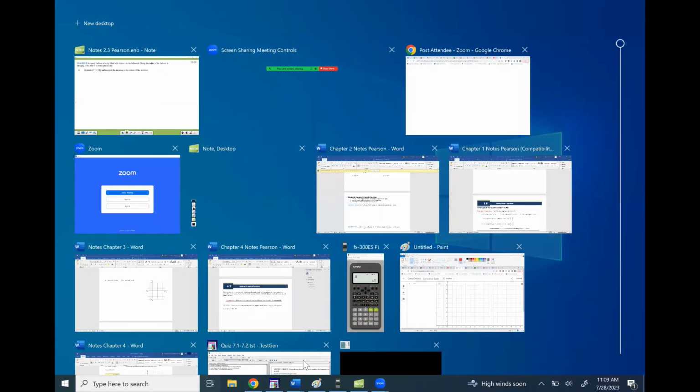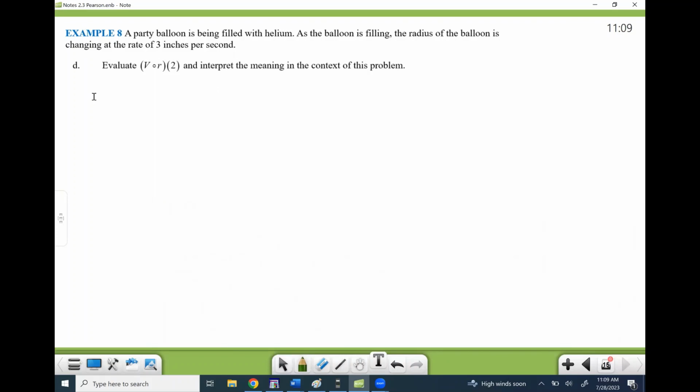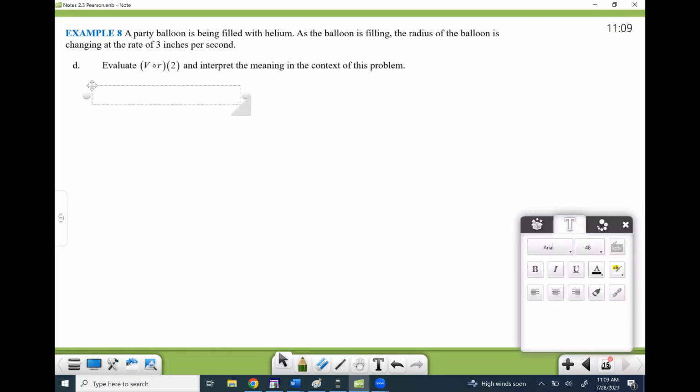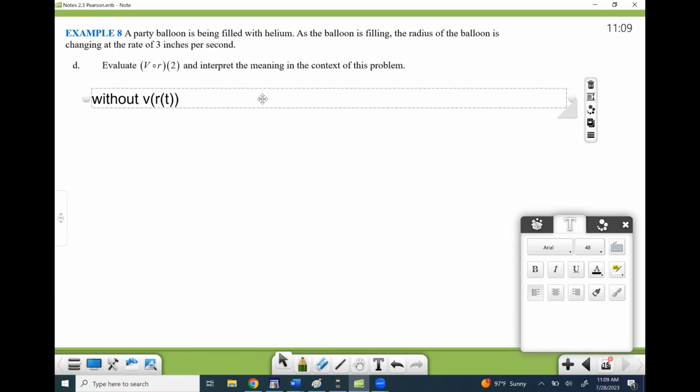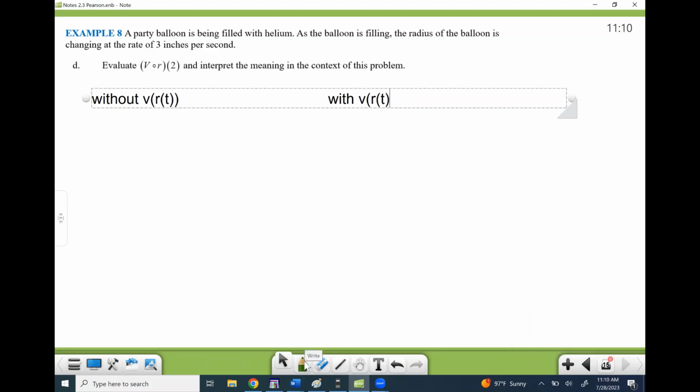So let's find it without assuming, we'll say this will be the way without V compose R of t. So, this is without V of R of t. And then over on the other side, we'll show with V of R of t. And then you'll see, oh man, it's way better to just plug the two functions into each other, and then we could just use the one. So without it, we've got these two functions.